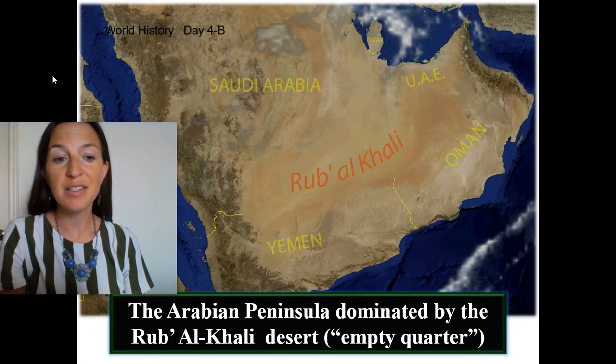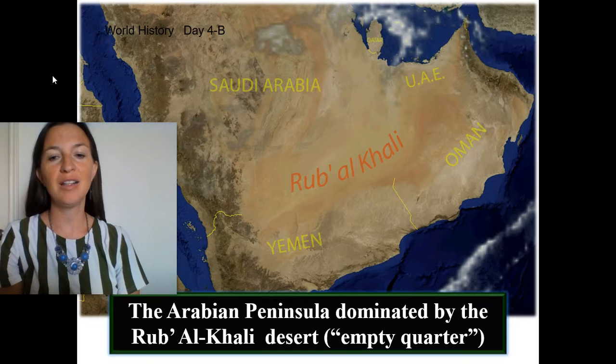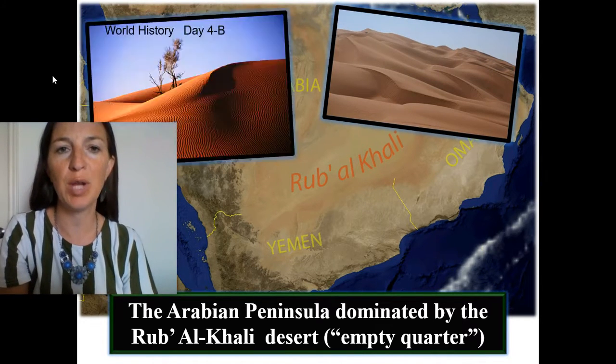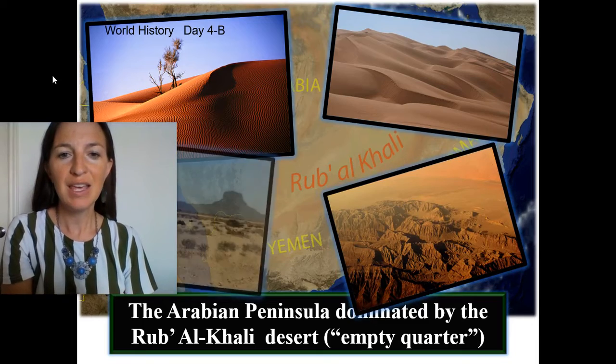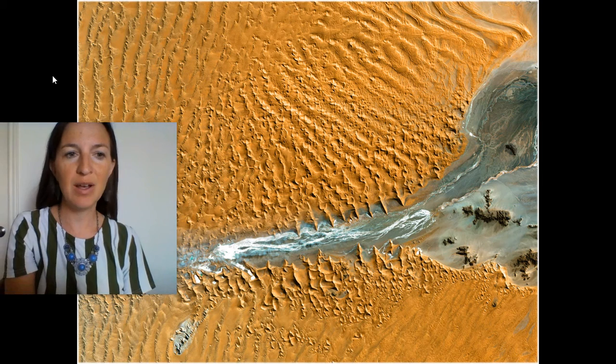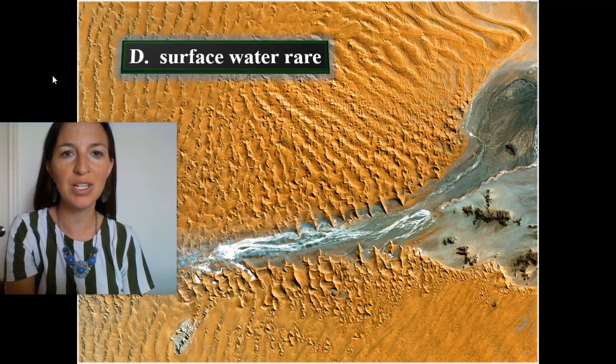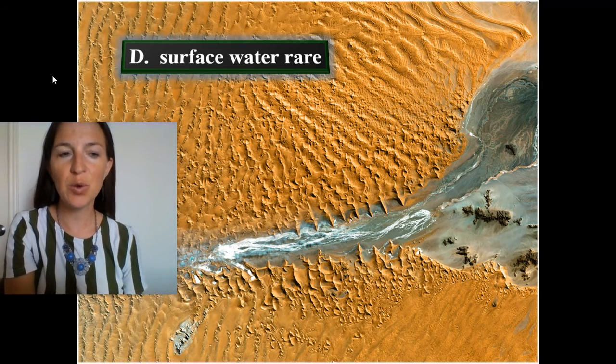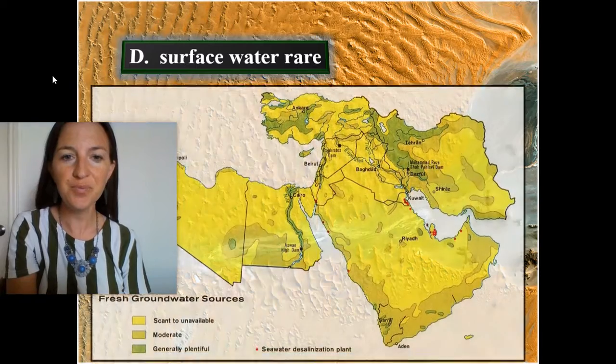The Arabian Peninsula is dominated by the Rub al-Khali Desert, which means empty quarter. You really have to be creative about how we make a living in this region. Abraham spent some time nomadically moving through this region. Surface water is rare. That's our note D, continuing on from note C earlier.